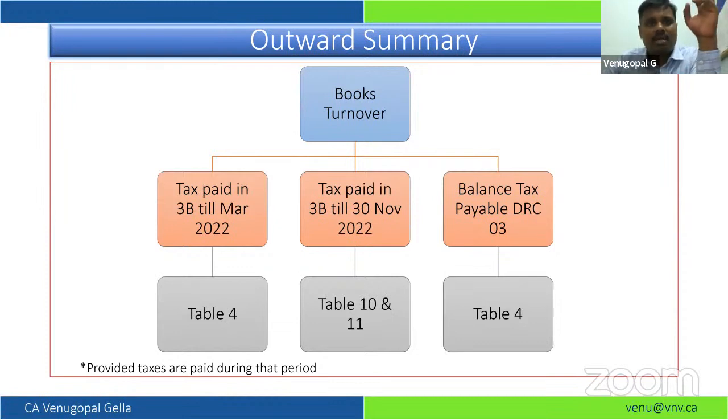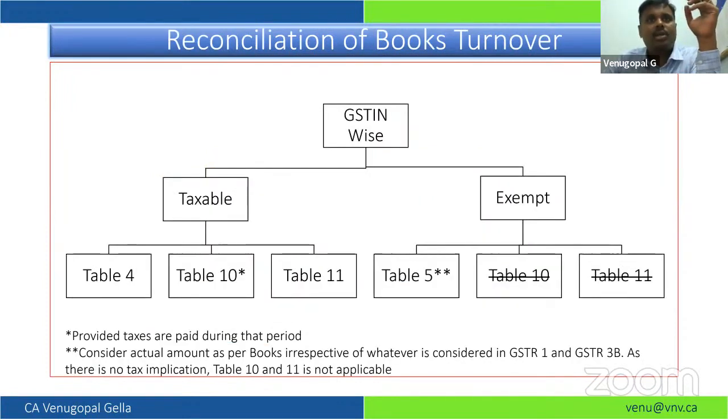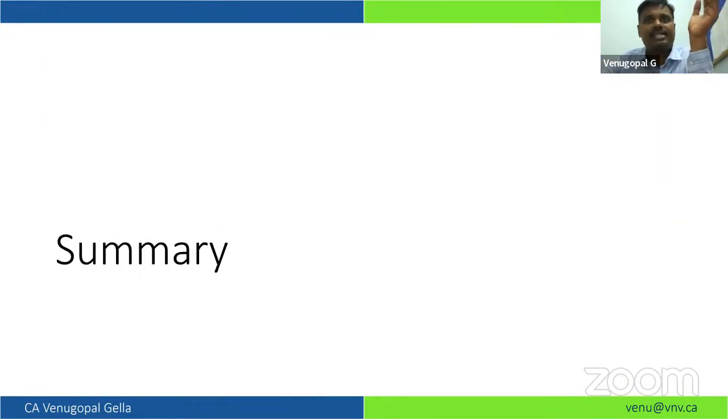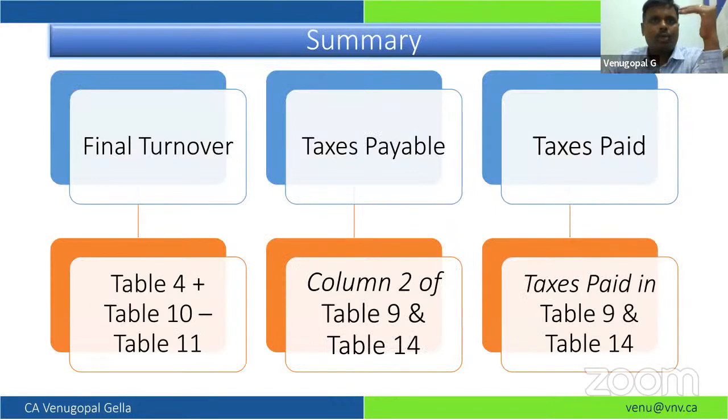So in terms of how do I compute and freeze the turnover? Table 4, 10 and 11 are taxable, 5 is exempt. My total turnover will be 4 plus 10 minus 11. And my liability will be computed both in table 9 and table 14. Taxes paid is also reported both in table 9 and table 14. So these are the various reporting information of GSTR 9.